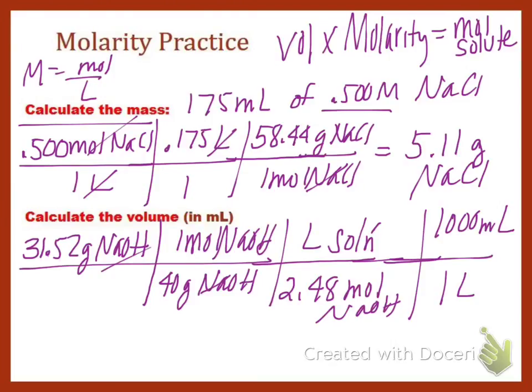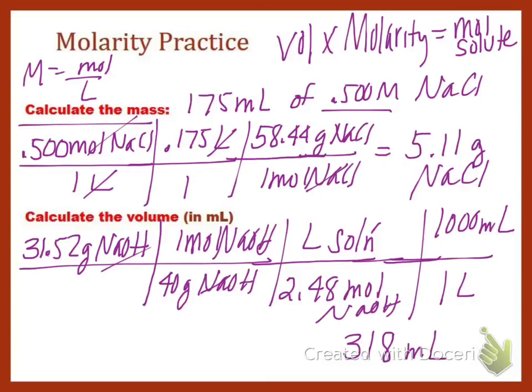So I throw all that in my calculator, and I believe it came out to 318. I'm going by memory, so I could be wrong. So if I took my 31.52 grams of sodium hydroxide, massed that out, and added it to 318 milliliters of water, then my molarity would be 2.48.